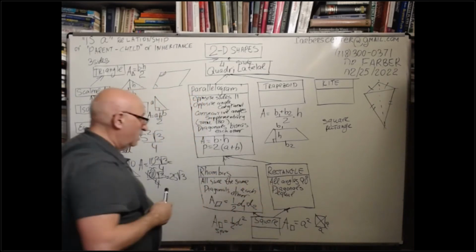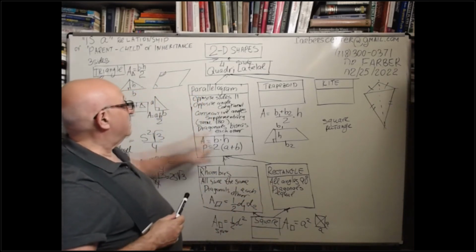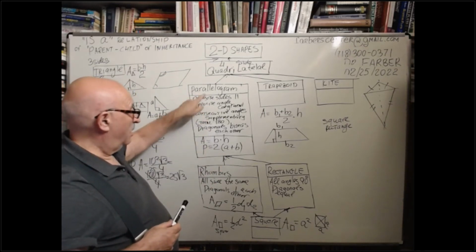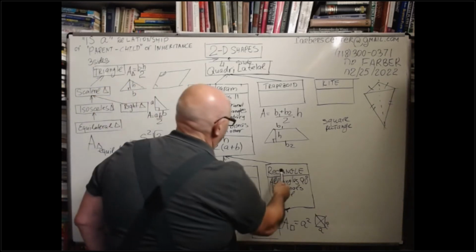Now, rhombus inherited from parallelogram. So it means a rhombus is a parallelogram, and a rectangle is a parallelogram.